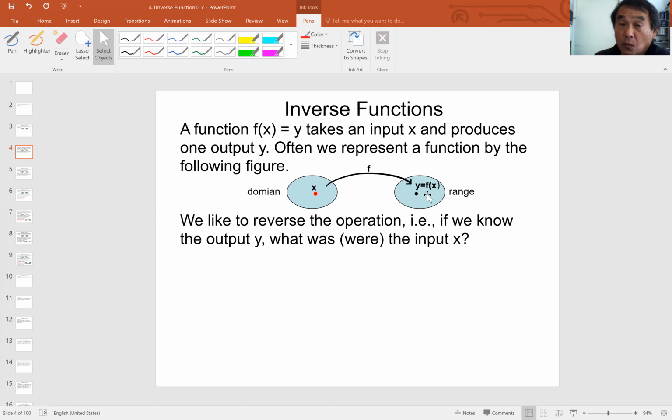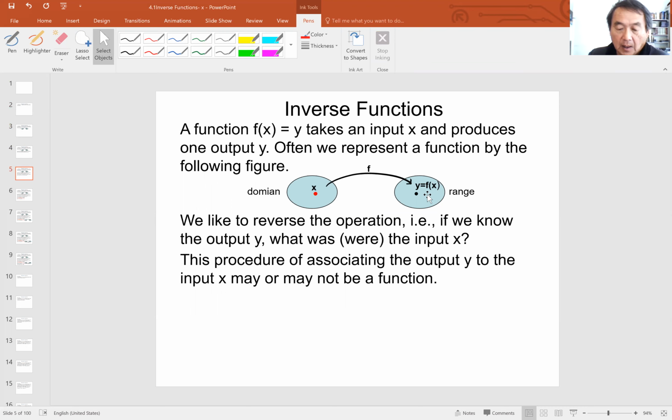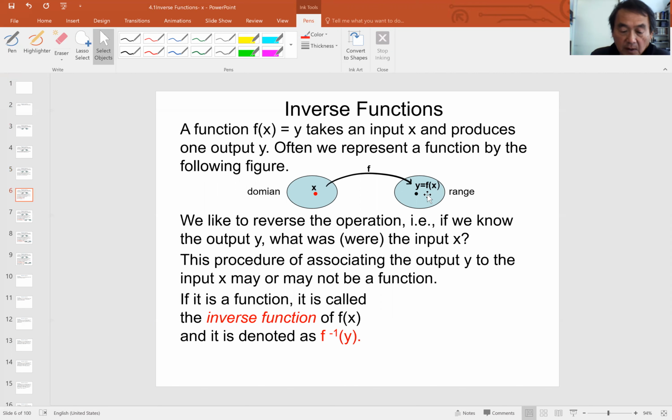And one of the things, of course, we would like to do is be able to reverse the procedure. That is, I tell you what the output is. Can you tell me what the x was that it came from? Well, this procedure of associating the output, where I tell you the output and you tell me the input that it came from, might not be a function. In other words, there might be multiple answers for the x that gives the y. You don't know which particular one. So it might not be a function.